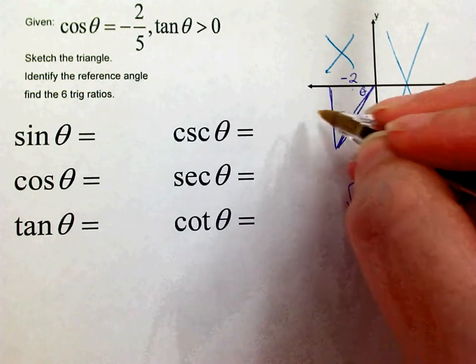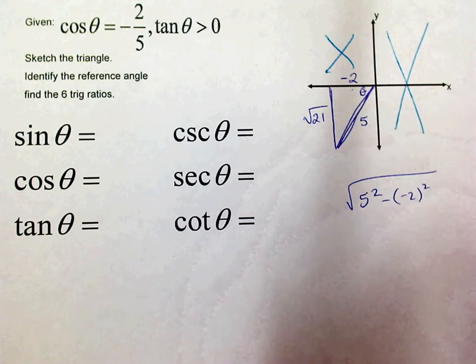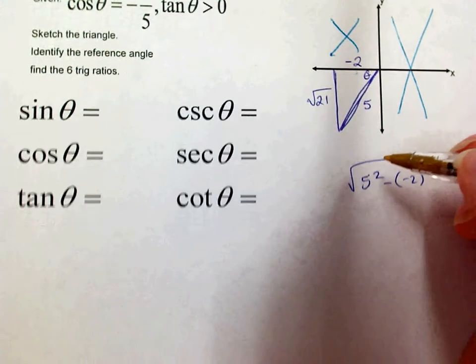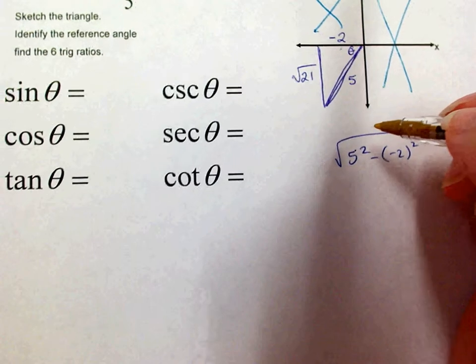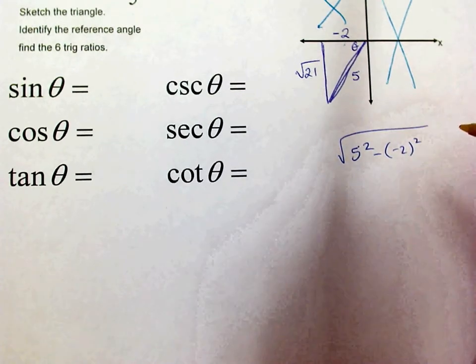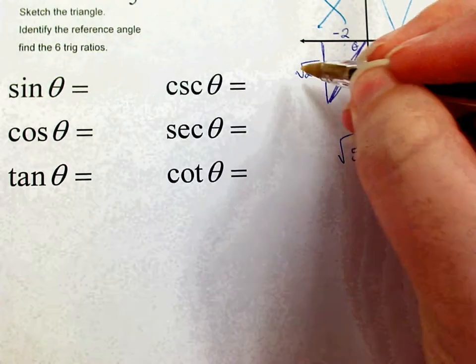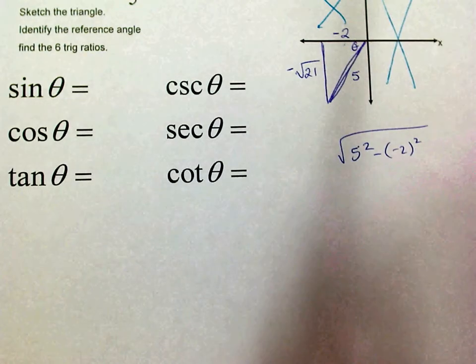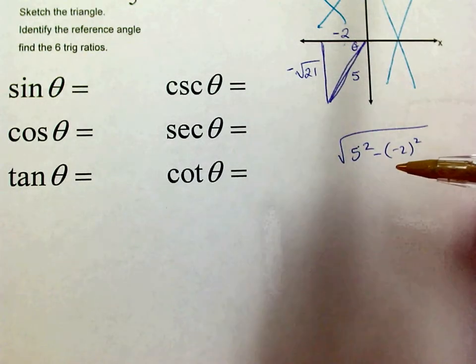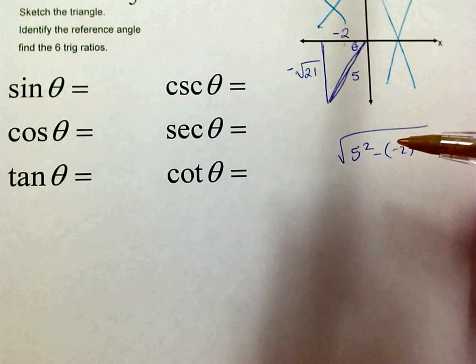If you wrote that, would you be right? Nope. No? It's negative. Don't forget, you're going down, right? So if you're going down, that's a negative square root of 21. Does that make sense? Okay, so something you can't forget.